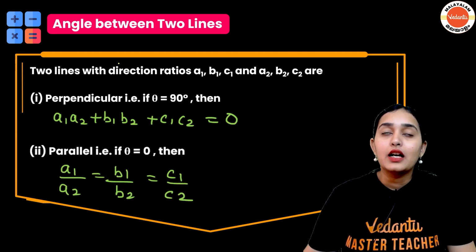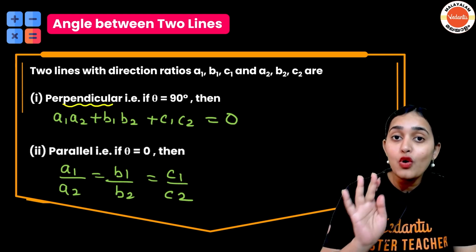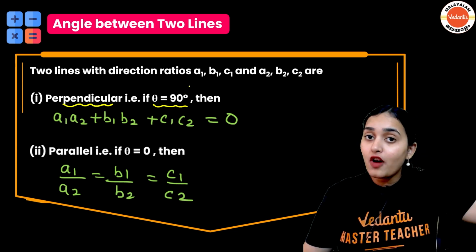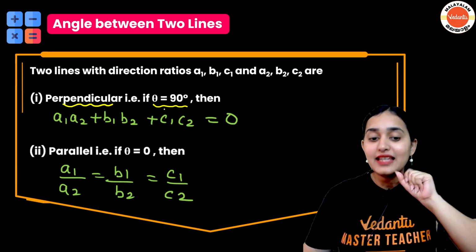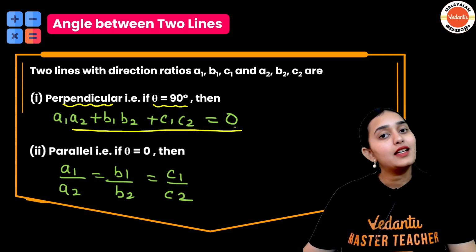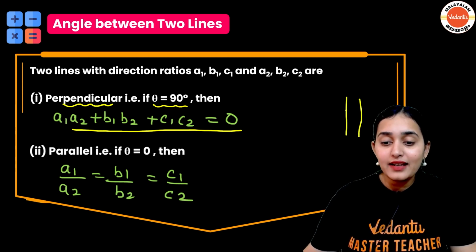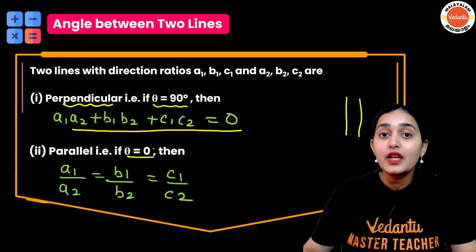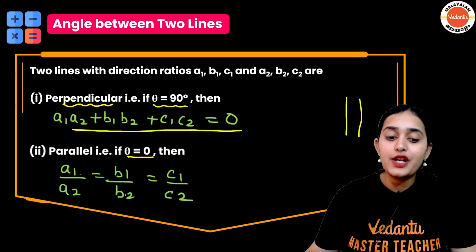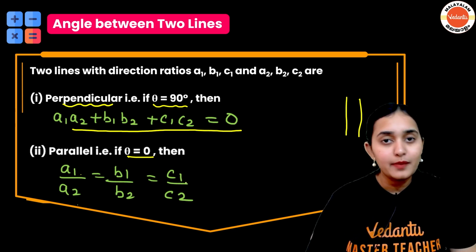Next, if your lines are perpendicular, if you know that the lines are making an angle of 90 degrees, then put it in the formula. Cos 90 is 0. So a1 into a2, b1 into b2 plus c1 into c2 will be 0. Similarly, if the lines are parallel, the angle between them will be 0. Cos 0 is 1. So here a1 upon a2 will be equal to b1 upon b2 is equal to c1 upon c2. Okay. So remember these two formulas.